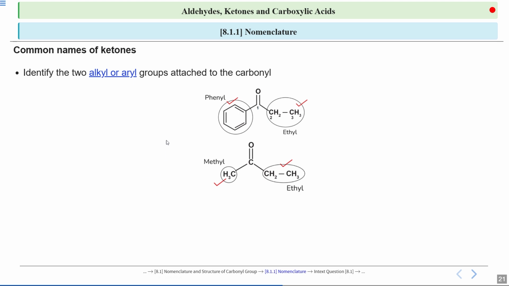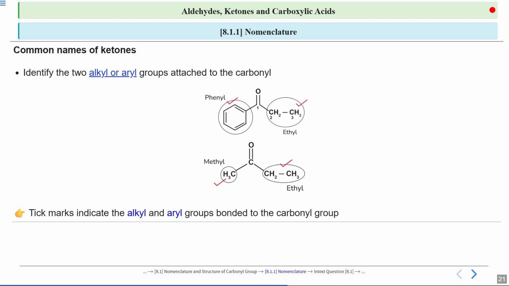Okay. Now you write this alkyl or aryl groups according to the alphabetical order, and you add the word ketone at end. So this will be how you will write this name, ethyl phenyl ketone, because E comes first, then P. So it is ethyl phenyl ketone. Similarly, you will see over here it is ethyl methyl ketone. Okay.